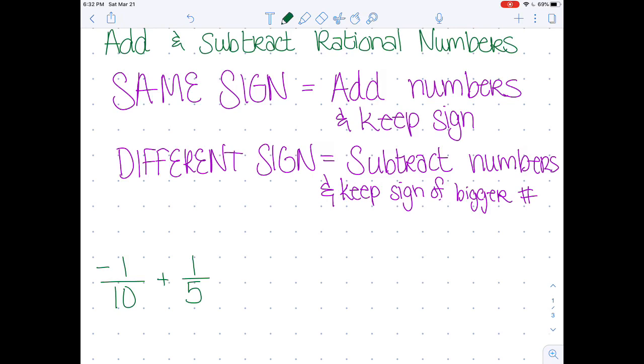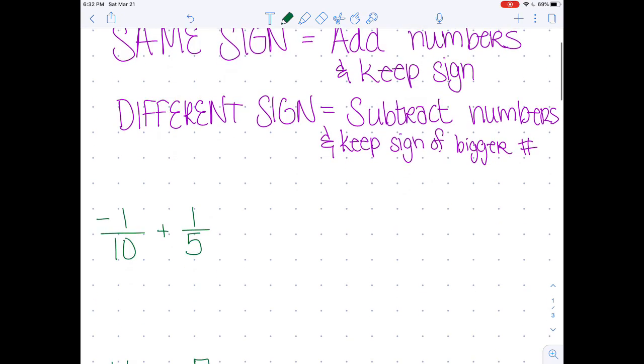So, in this first example right here, I've got different signs because this one right here is positive and this one is negative. So I know I have different signs, so I need to subtract the numbers. Well, in order to do this, I need common denominators. So I'm going to change these both into tenths. So to get this to tenths, I need to multiply this times 2, so 5 times 2, and I'm going to take the top times 2. So now I have negative 1/10 plus 2/10.